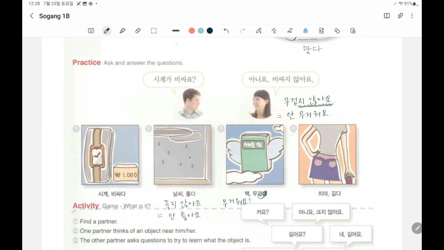자, the last one 갑시다. Number four. 치마가 길어요? You want to say, no, it's not long. 어떻게 말해요? 아니요, 길지 않아요. Or you can also say, 아니요, 안 길어요. Done? Very good. Just be careful with this conjugation.